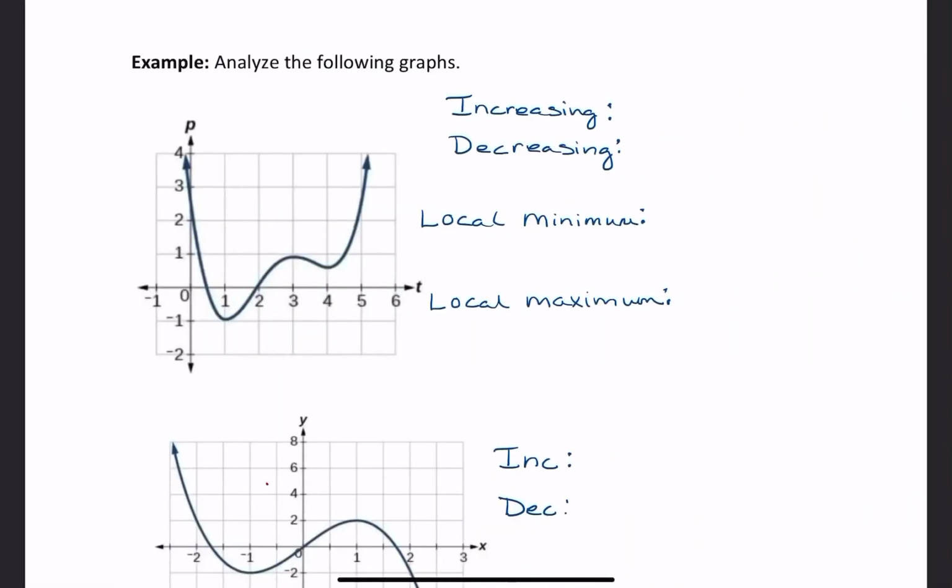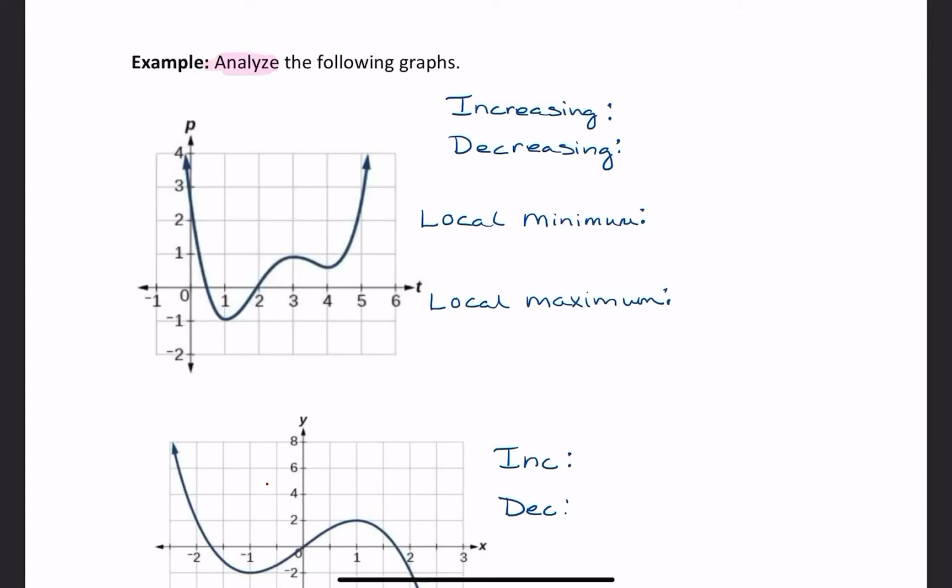Okay, let's look at a few more graphs. And here I'm going to ask you to analyze the graph. So when I say analyze, I want you to tell me where it's increasing, where it's decreasing, and if it has any local or absolute mins and maxes. So notice here, this one is going towards positive infinity and negative infinity. So it's not going to have an absolute maximum. It might have an absolute minimum, but not a maximum.